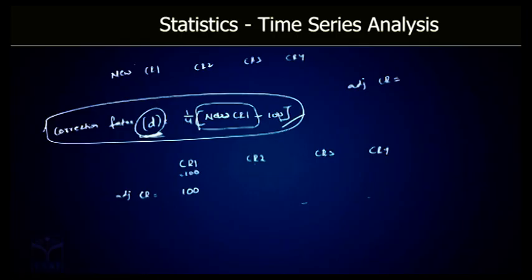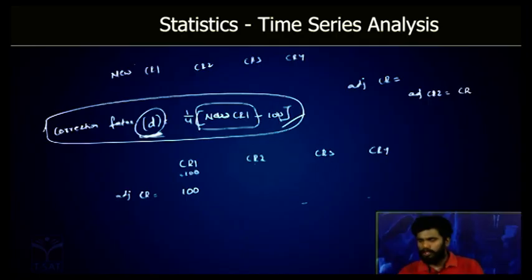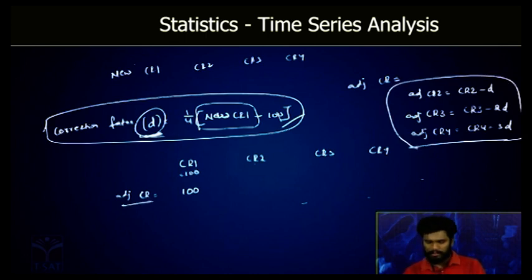Now adjusted CR value will be, for adjusted CR2, chain relative for Q2 is equal to the original chain relative for Q2 minus D. Now adjusted chain relative for Q3 will be given as chain relative for Q3 which we have found minus 2D. And adjusted chain relative for Q4 will be given as the original chain relative for Q4 minus 3D. So you have to use these formulas and you have to find the adjusted CRs. So adjusted CR2, adjusted CR3, adjusted CR4. Although the problem is not yet completed here, there is one more last step.